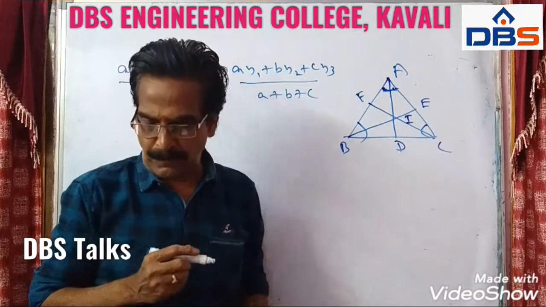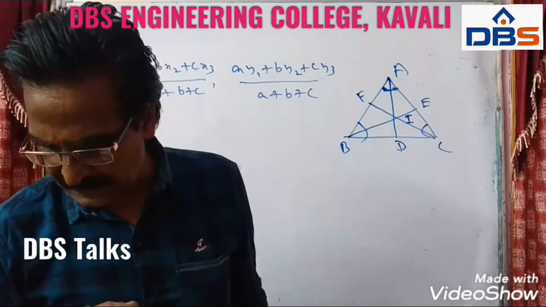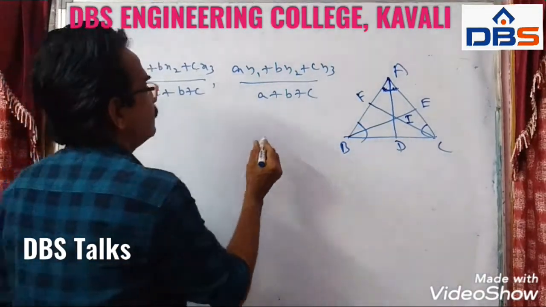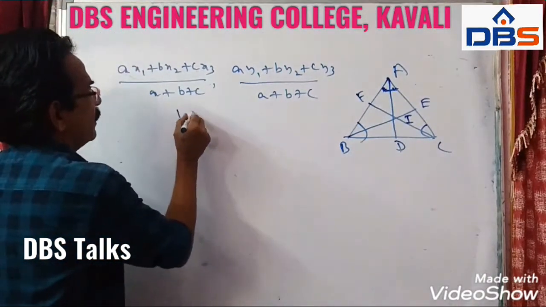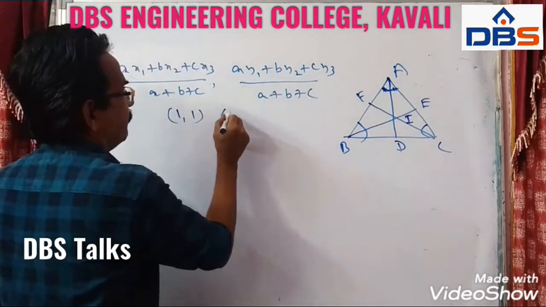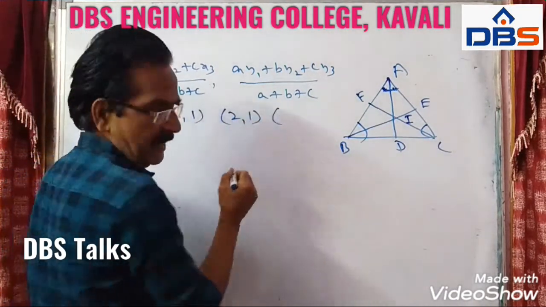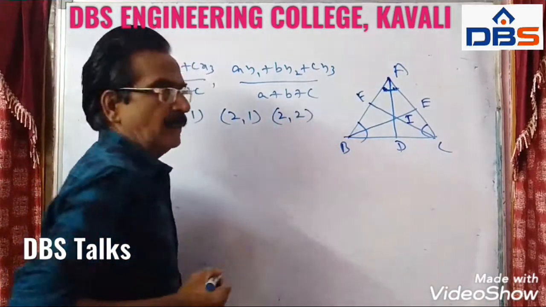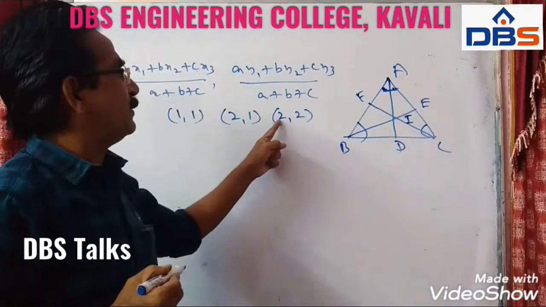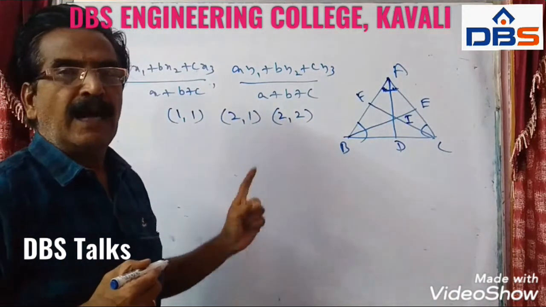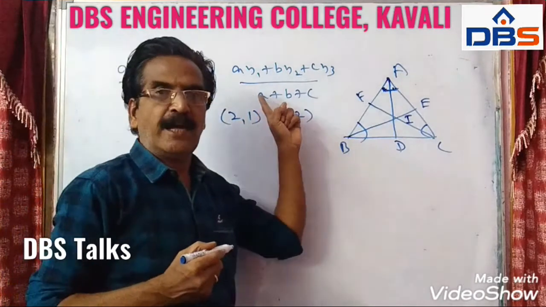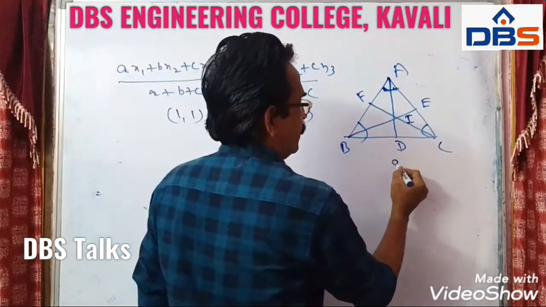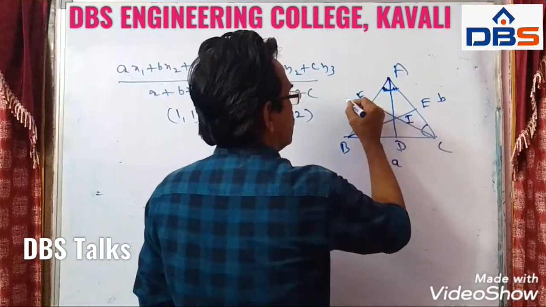So let us solve one problem. Find the coordinates of the incenter of the triangle whose vertices are A(1, 1), B(2, 1), C(2, 2). Here are x1, x2, x3, and now we have to find the values of small a, small b, small c.